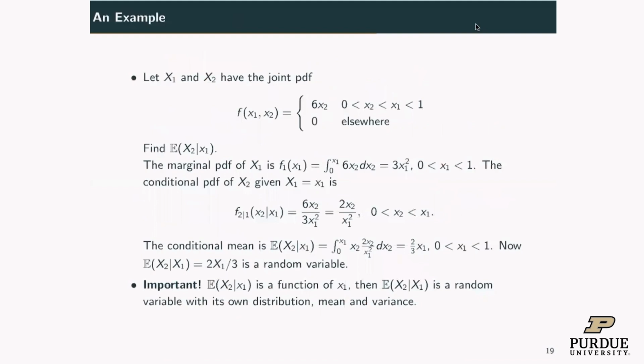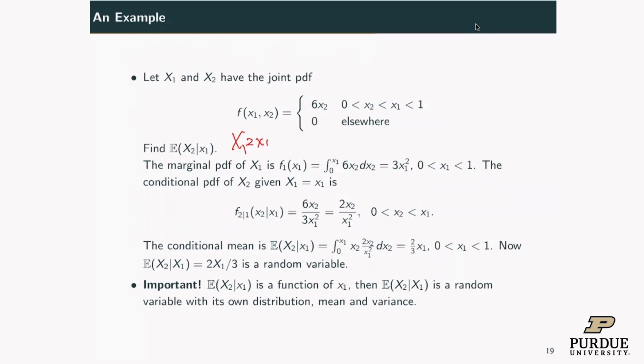Now let's take a look at the example. Let x1 and x2 have the joint PDF. So this is a joint PDF. 6x2. Support 0 less than x2 less than x1 less than 1. Find the expected value of x2 given x1. So you know x1 equal to little x1. What's the expected value of x2?